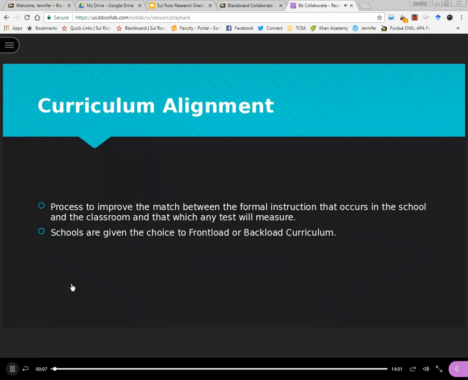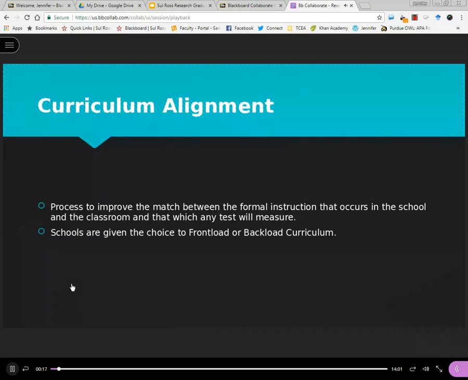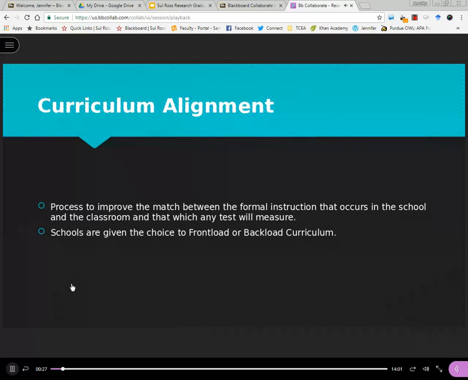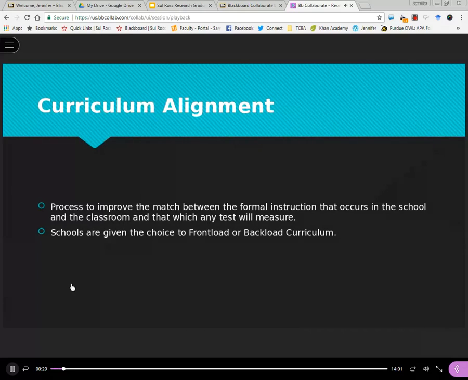So this is curriculum alignment. Curriculum alignment is the process to improve the match between the formal instruction that occurs in the school and the classroom, that which any test will measure. The good thing about curriculum alignment throughout school districts here in Texas is that schools are given the choice on whether they want to front load or back load curriculum.